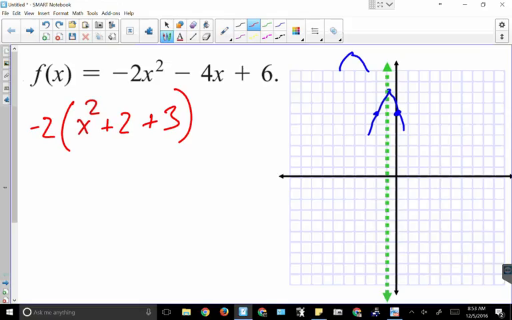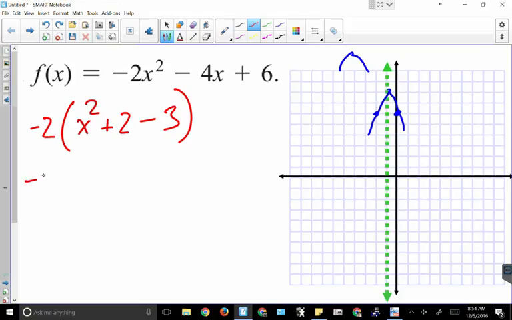I messed up a sign. Got that. Is that better? Remember, if I factor out the -2, this negative goes to a positive, that negative goes to a positive, that positive goes to a negative.